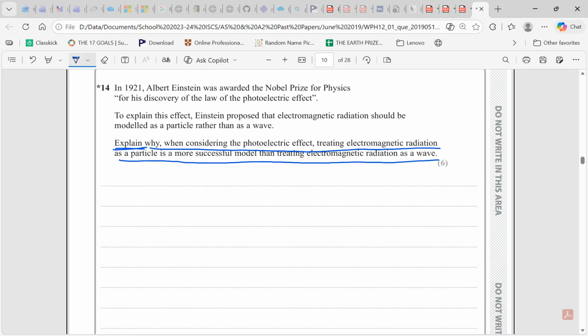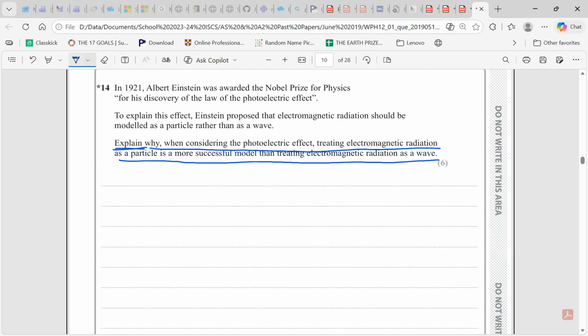Now, when we are answering a linkage question or a 6-marker question, my first suggestion to students is: do not start writing or drafting your answer immediately after reading a question. This is a very common mistake made by students. They read the question and they start penning down their answers. This is the biggest mistake you can make.